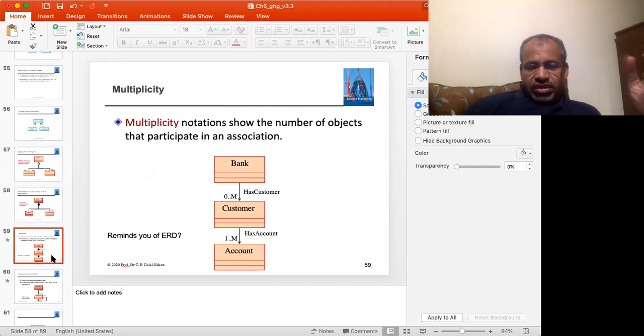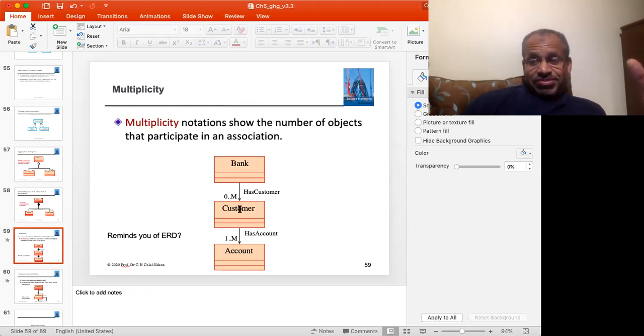And often we need to name the relationship and indicate multiplicity or cardinality. That's the number of instances of the classes that can participate in the relationship. So let's look at this example. We're saying here that a bank can have 0 or many customers, or 0 to many customers. Basically, this indicates that the business rules indicate that we can actually have a bank with 0 customers. It is still a bank.